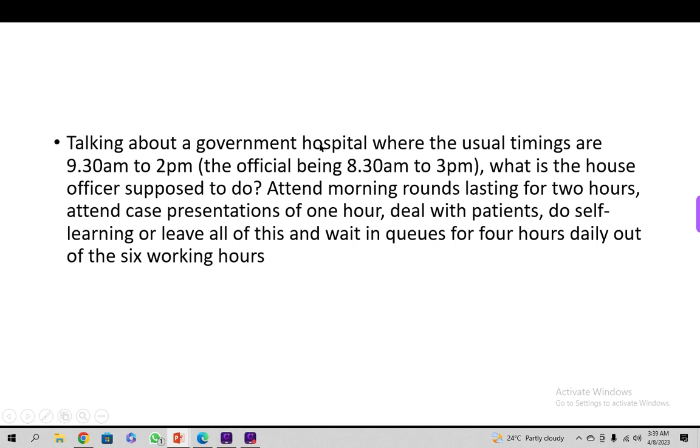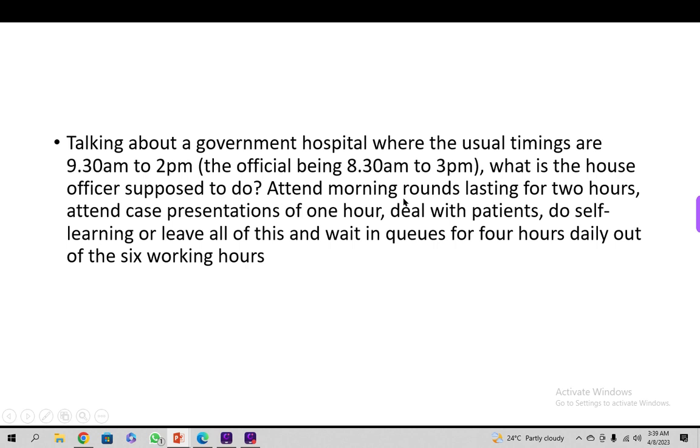Now talking about the government hospital, where the usual timings are 9:30 a.m. to 2 p.m. or 9 a.m. to 2:30 p.m. The official being 8:30 a.m. to 3 p.m. For the officer it is 8 a.m. to 4 p.m. or more than that. What is the house officer supposed to do? Because he is a house officer, he is a medical officer.